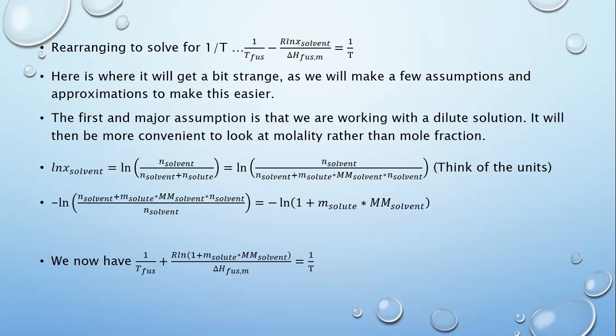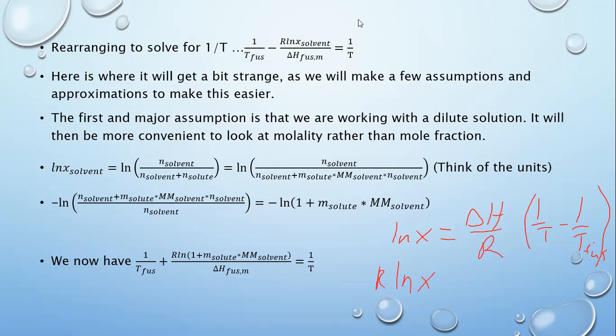So, let's do this again, just to not wave our hands. We had ln x equals delta H over R times 1 over T. We're going to start by getting that to the other side. So we have ln x R over delta H equals 1 over T minus 1 over T fusion.